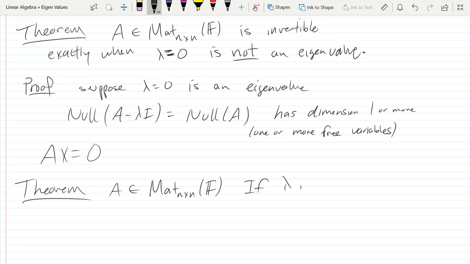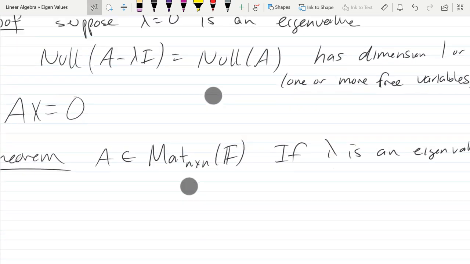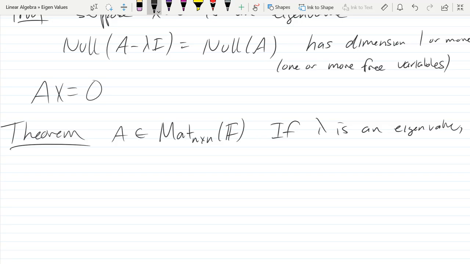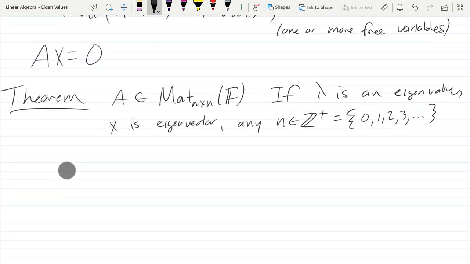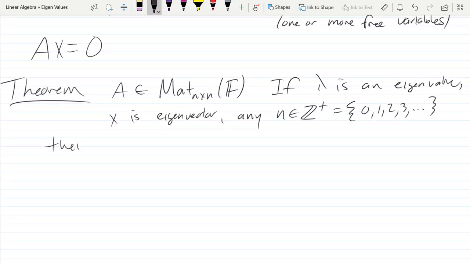So again, I'm just using capital F for any field. So usually it's going to be real numbers, sometimes complex, and sometimes Z_p. Those are the three choices for the field F. So if lambda is an eigenvalue and X is an eigenvector, you can take any integer n, but it needs to be positive. So we're going to write the positive integers as Z plus. So that's 1, 2, 3, etc.